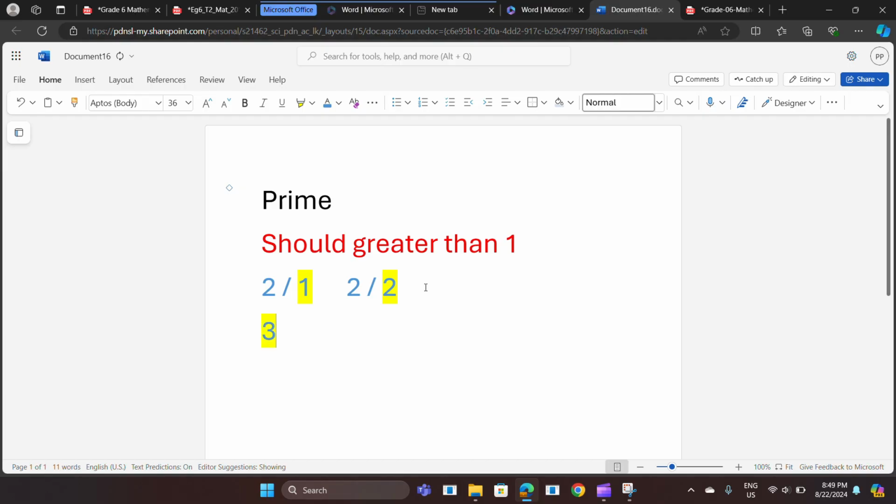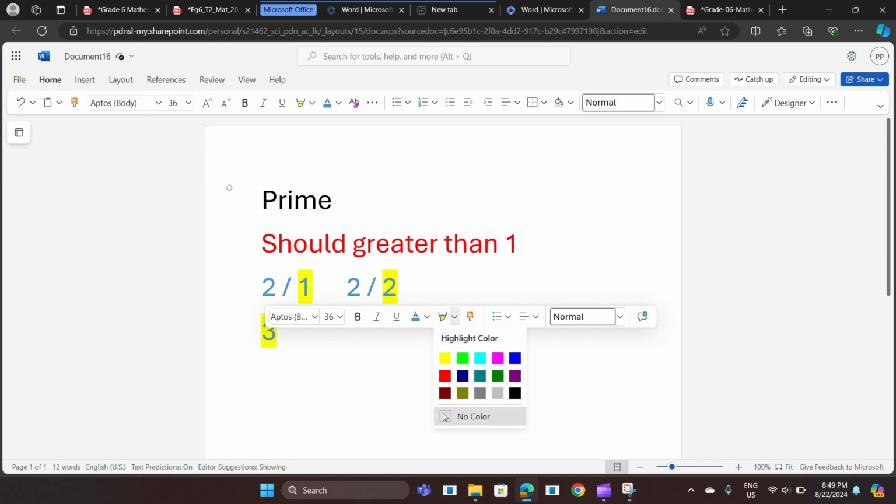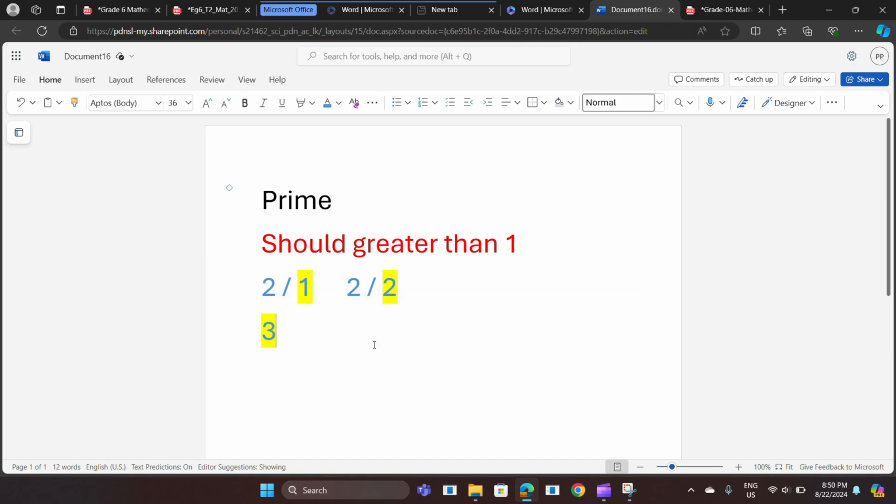Another example is 3. 3 is also a prime number. And take 4. Is it a prime number? No, it divides by 1, 2 and 4.